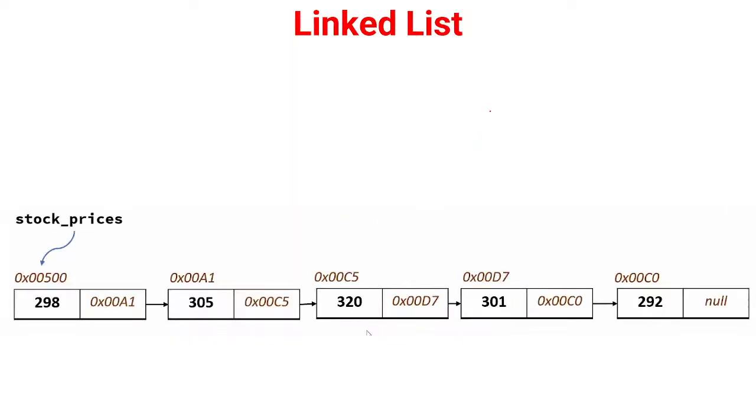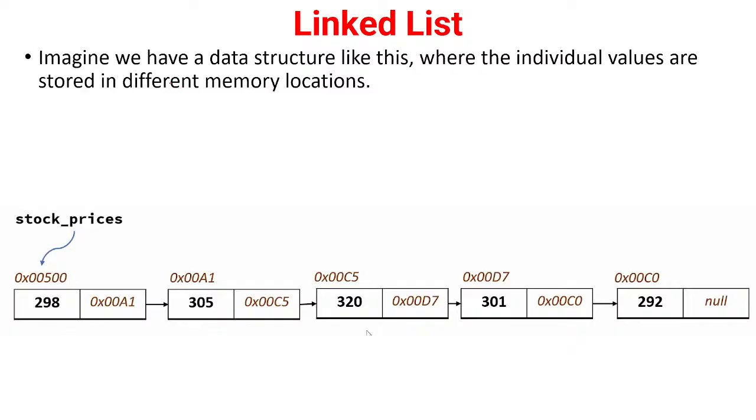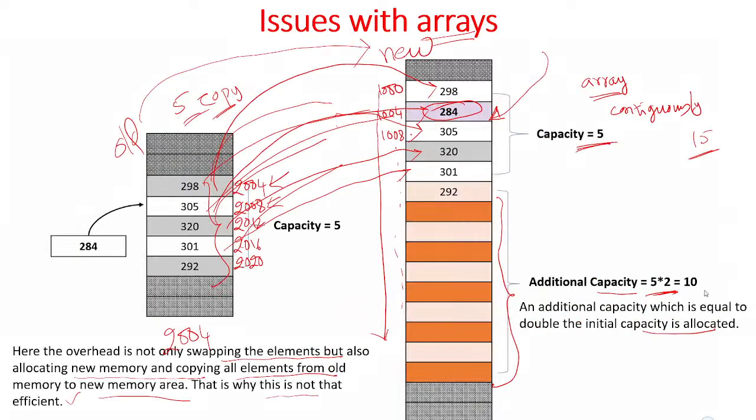So to overcome these problems, we arrange the data. Assume that we have a data structure like this where the individual values are stored in different memory locations. In the previous one, the elements are stored contiguously. Getting contiguous memory is also difficult sometimes. You need a chunk of free memory, and sometimes getting that chunk of free memory is difficult.